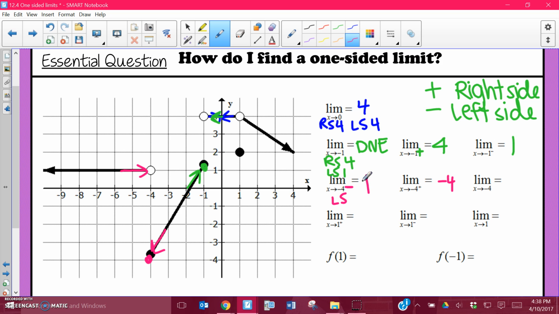And so if I look here, again, these two numbers don't equal each other from the left side and the right side. So my limit does not exist at that point. There's a break in the graph. Okay, one more of these.